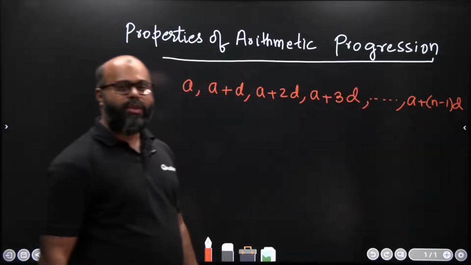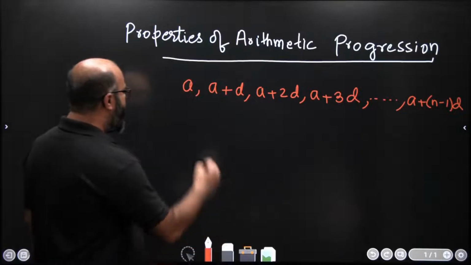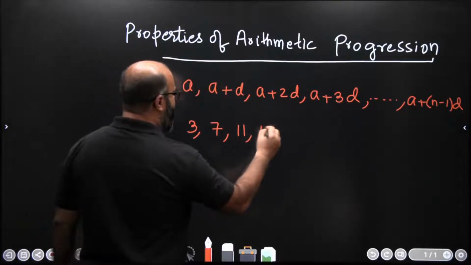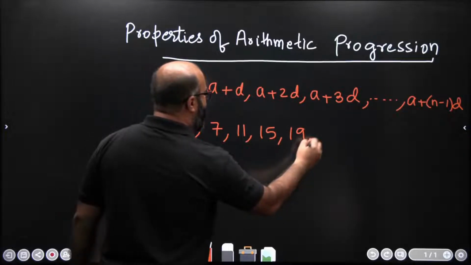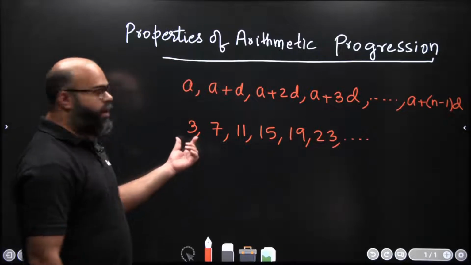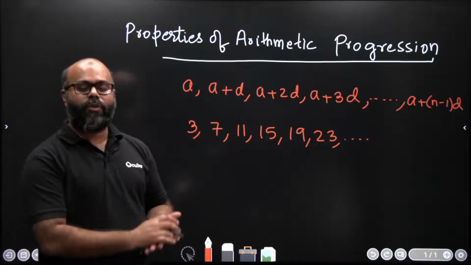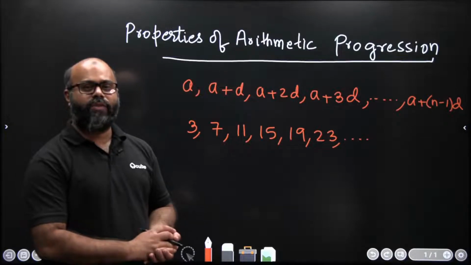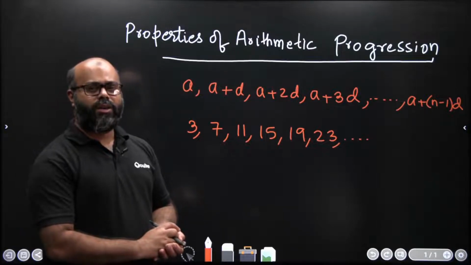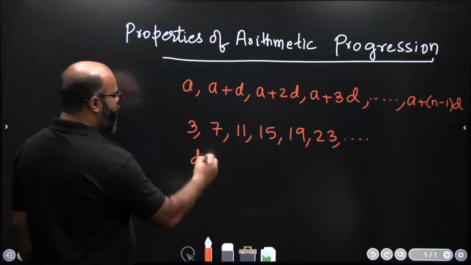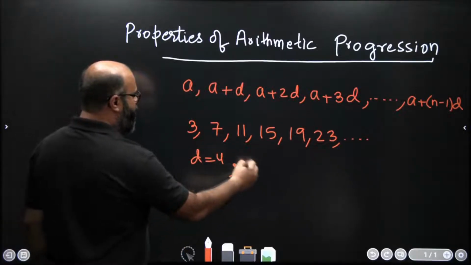For example, it is 3, 7, 11, 15, 19, 23, and so on. What you observe here is that there is a common difference. If you subtract the first term from the second term, you will get 4. If you subtract the second term from the third term, you will get 4. Subtract the third term from the fourth term, you will get 4. So the common difference is 4, and the first term is 3.